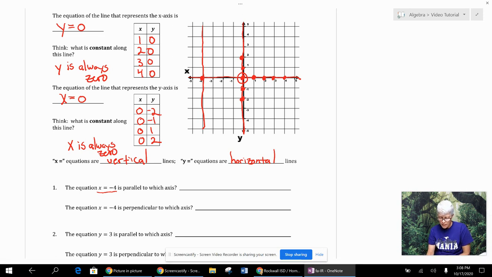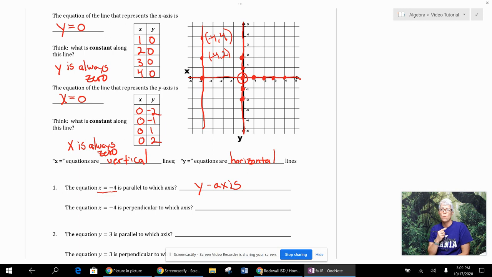And I can check it to make sure I did it right. I can just pick some points here. This one is -4, +2. This one is -4, +4. And that verifies to me that I have named this correctly. That is the equation of the line x equals -4. Well, what is it parallel to? It is parallel to the y-axis. So all of my x lines are going to be parallel to the y-axis.